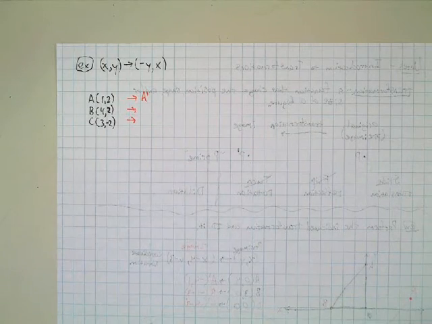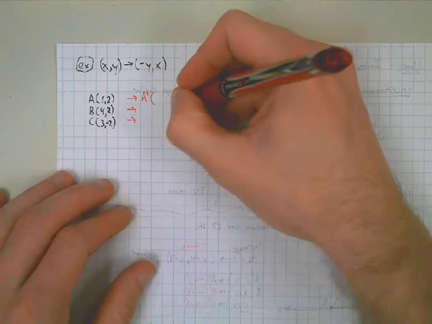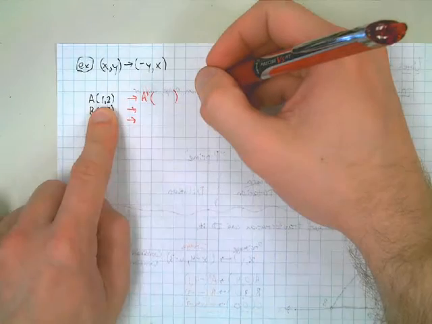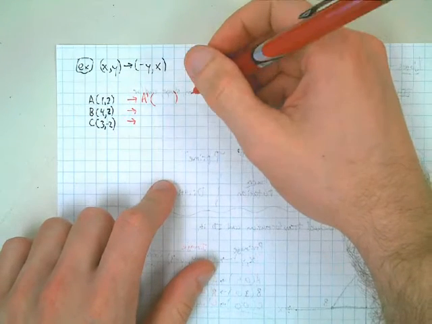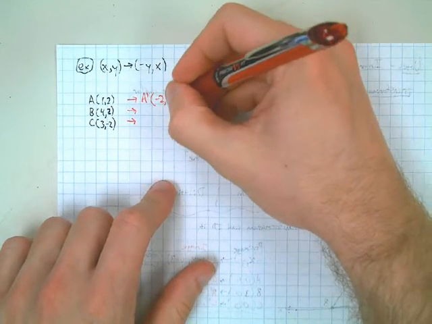Julia, what is A prime going to become then? So 1, 2 is the original. What is A prime then? -2, 1. Yeah, you got it. Good job. -2, 1. Well done.